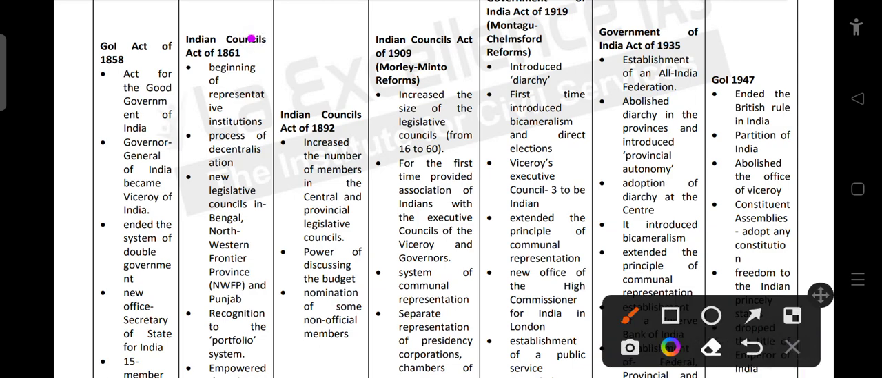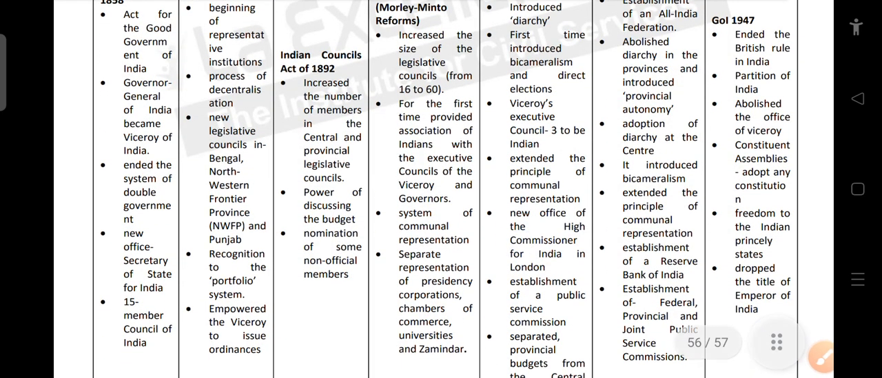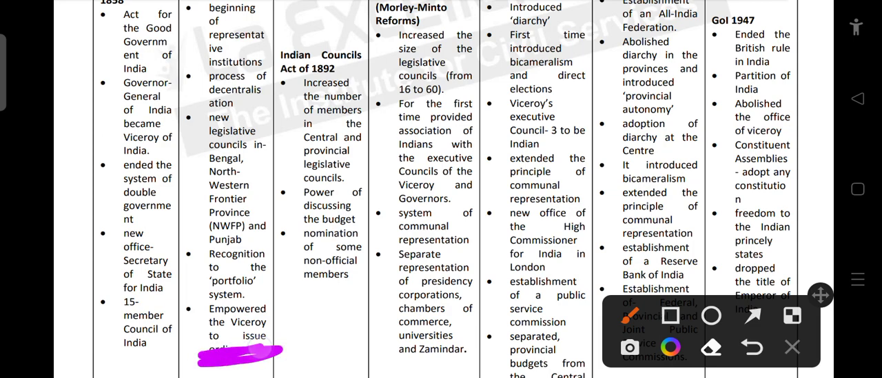Then the Indian Council Act 1861 came. This is the beginning of representative institutions. The process of decentralization began here. New legislative councils were formed in Bengal, NWFP and Punjab. Then recognition of the portfolio system: the portfolio system was recognized in the 1861 Act, and it empowered the Viceroy to issue ordinances.